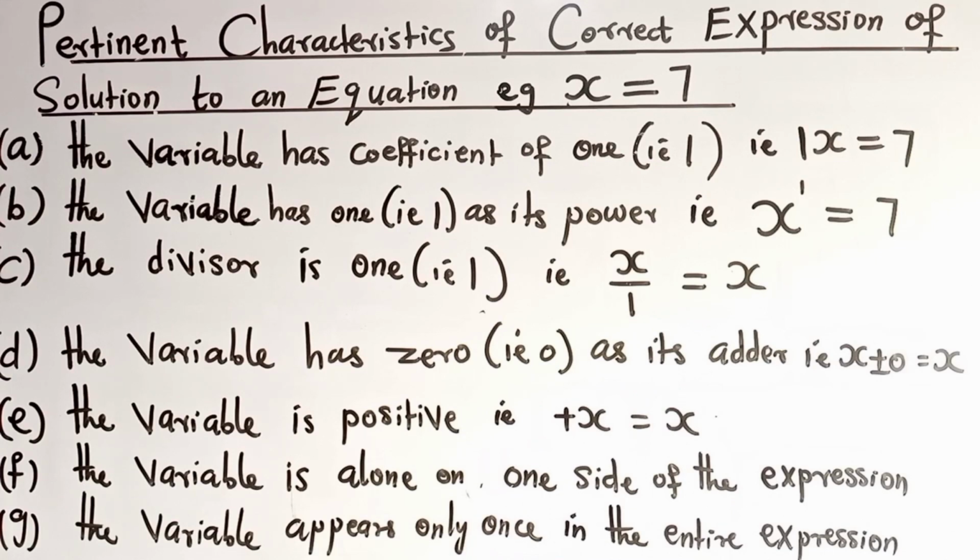To learn by deduction some of the characteristics of this expression, we agree that this is a very fine way to express the final solution to an equation where the value of the formerly unknown x has become 7. We're going to deduce so many things from the way this expression of the final solution is written. Let's look at the first thing we can deduce from that expression. That's number A, 1. That is, the variable has coefficient of 1.